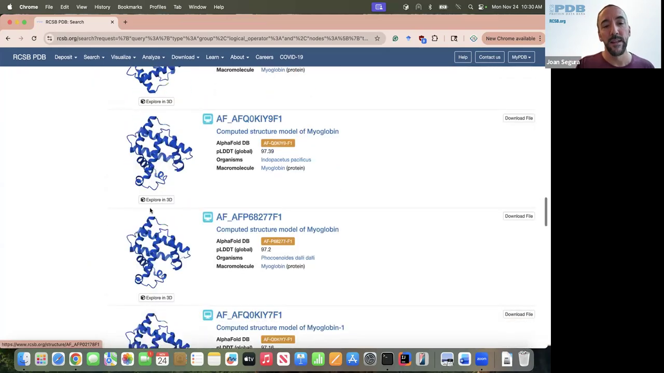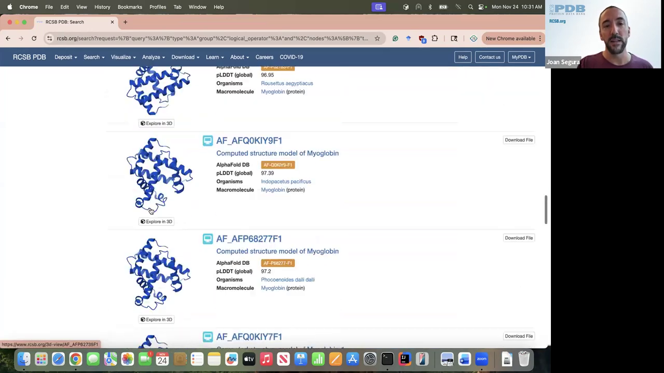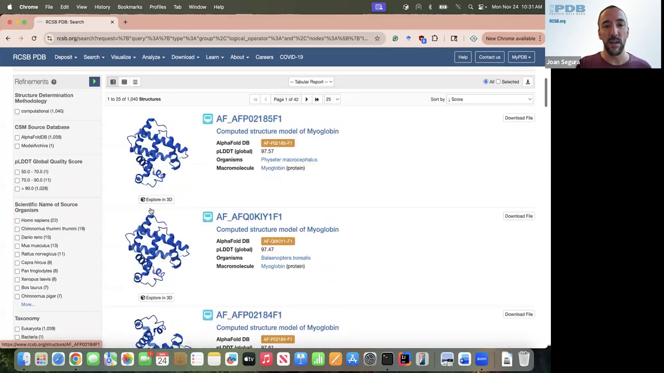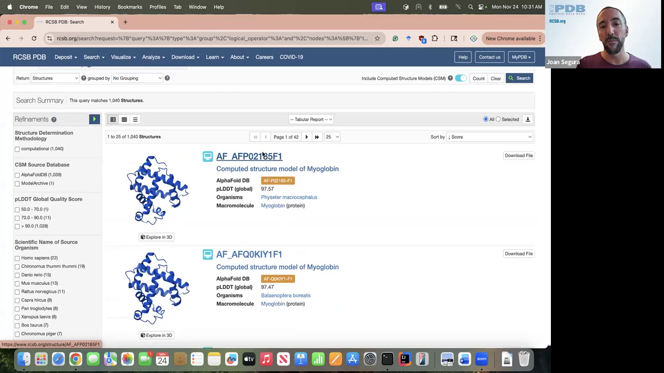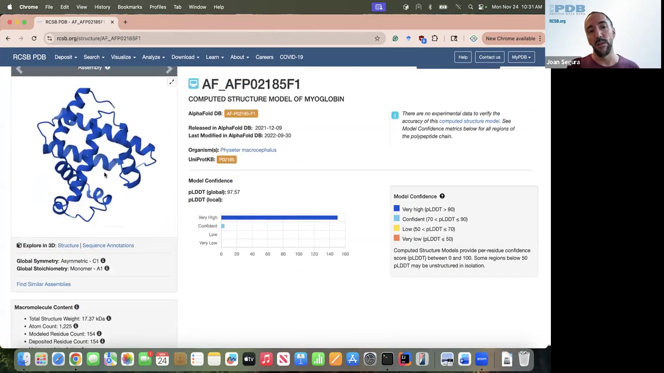Now I get, in this case, all of these looking like really high quality models. You can see just because of the image, because everything looks really dark blue. So yeah, again, this is a pretty good model. You can be quite confident that the fold is the right one.